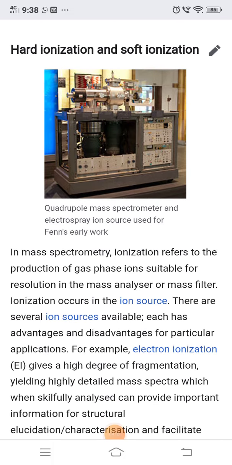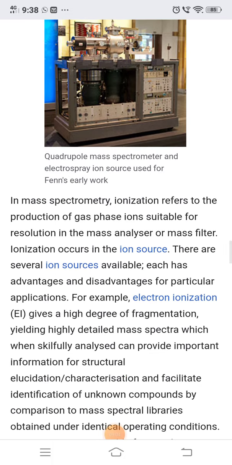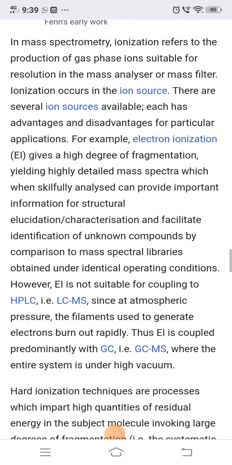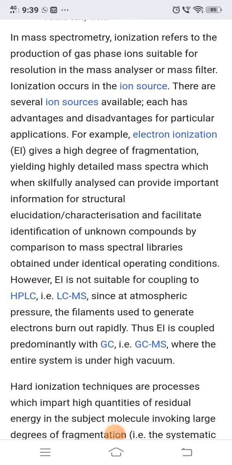The next point is hard ionization and soft ionization. In mass spectrometry, ionization refers to the production of gas phase ions suitable for resolution in the mass analyzer or mass filter. Ionization occurs in the ion source. There are several ion sources available, and each has advantages and disadvantages for particular applications.